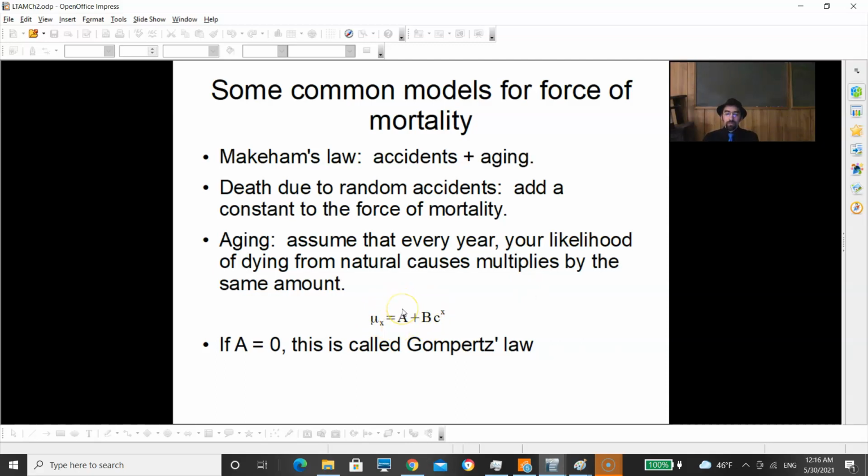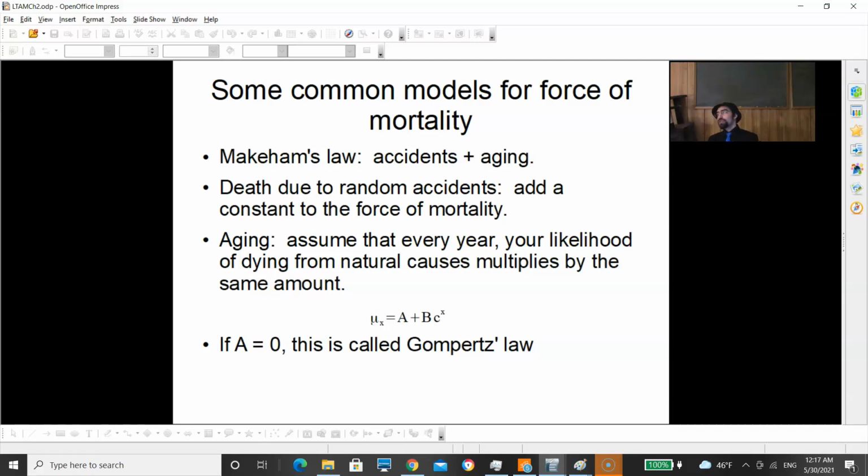That's for accidents. Then, for aging, you assume that every year your likelihood of dying from natural, non-accident causes multiplies by the same amount. So the aging component would be this B times C to the X. Every year it multiplies by C. C is usually a little bit more than 1. In a special case where A equals 0, this is called Gompertz's Law. So if you see any problems that talk about Gompertz's Law, that just means Maxwell's Law with A equals 0.